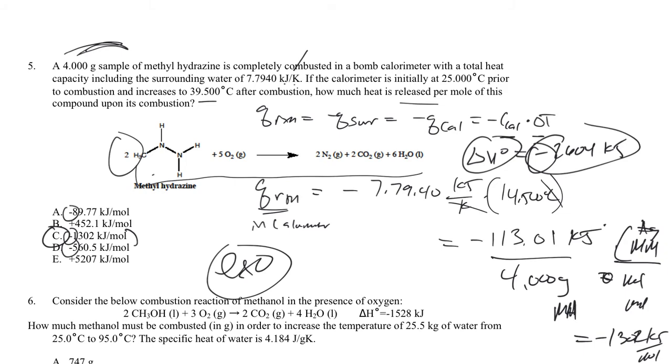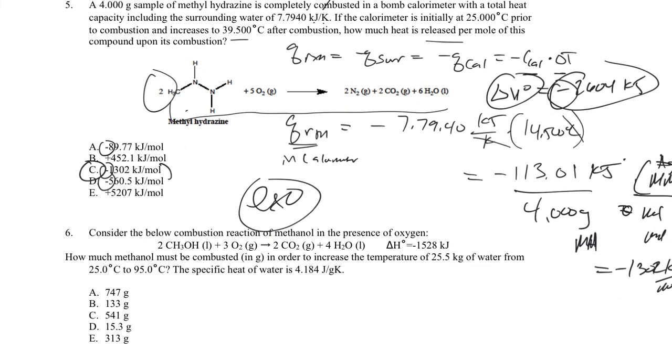Okay, let's look at the next question. Consider the below combustion reaction of methanol in the presence of oxygen. So we have 2 methanol plus 3 O2 go to the products, delta H is shown. How much methanol must be combusted in order for the increase of temperature of 25.5 kilograms of water?